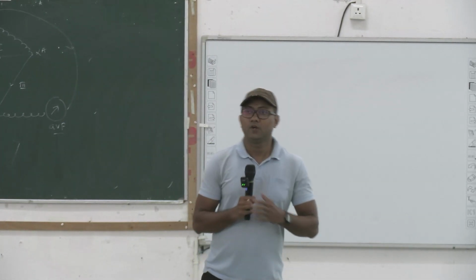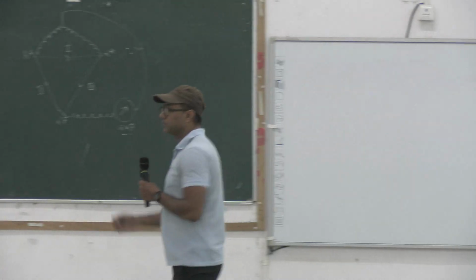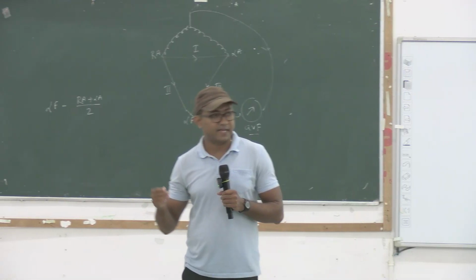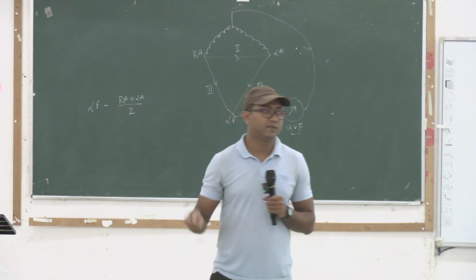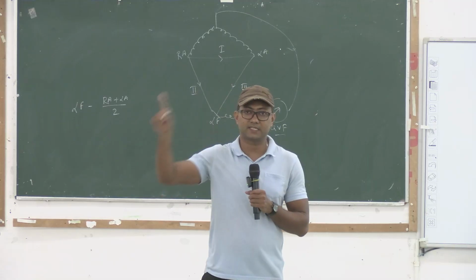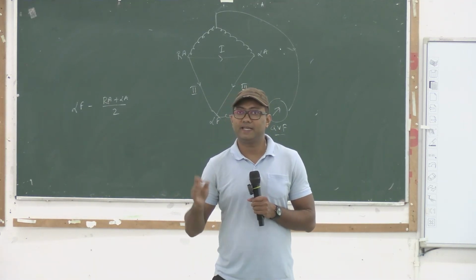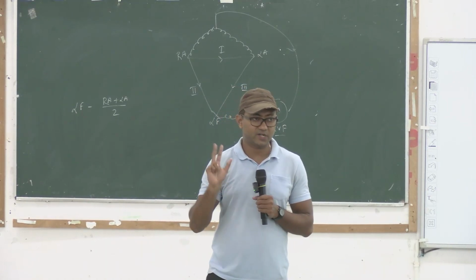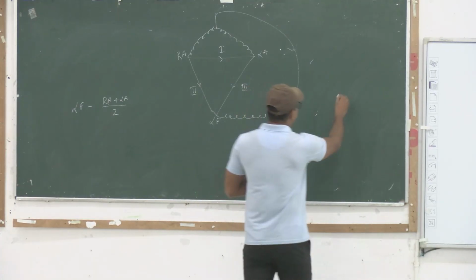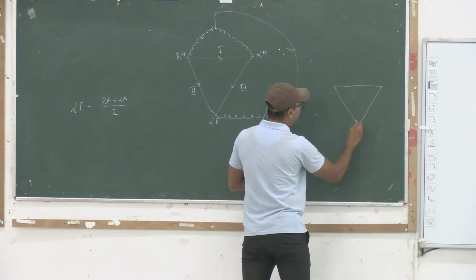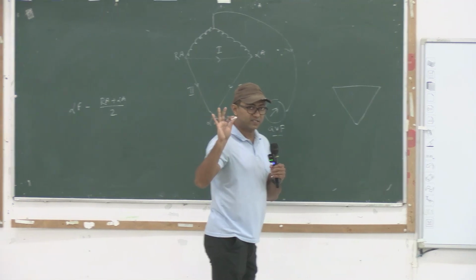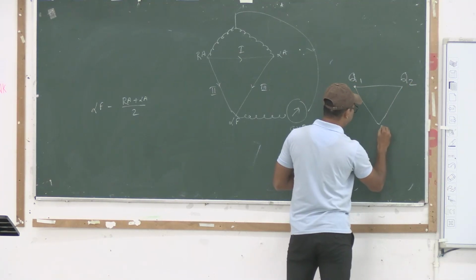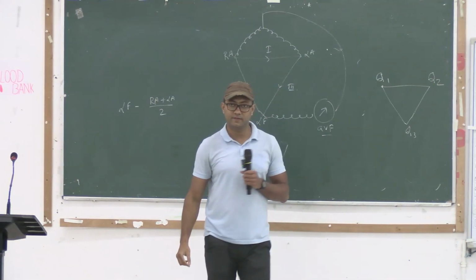an equilateral triangle, right? And this is a law of physics: if we place 3 different charges on each point of the equilateral triangle, here is the triangle, so I am keeping charges on its 3 points, q1, q2 and q3, right?